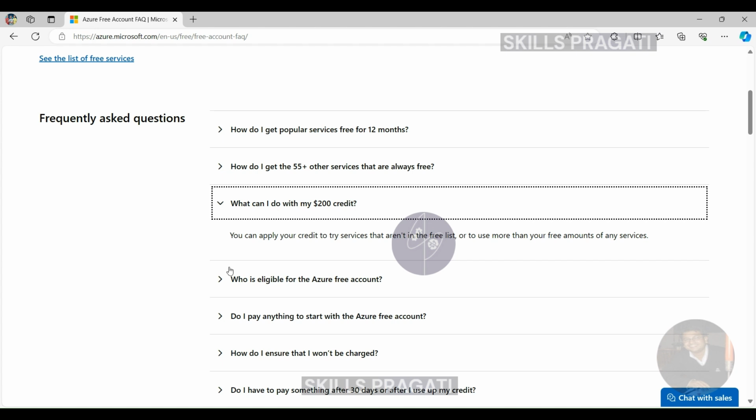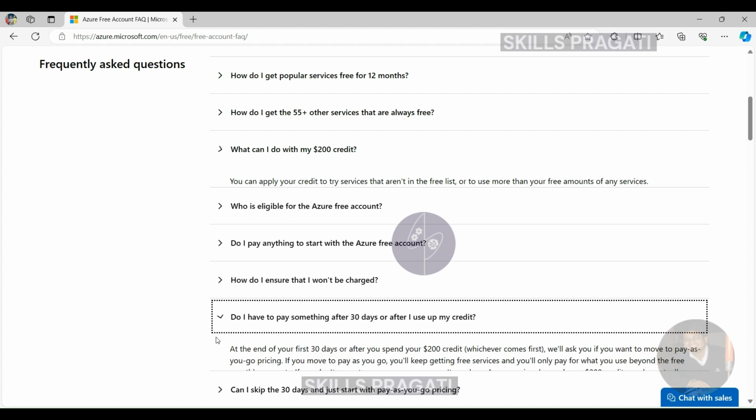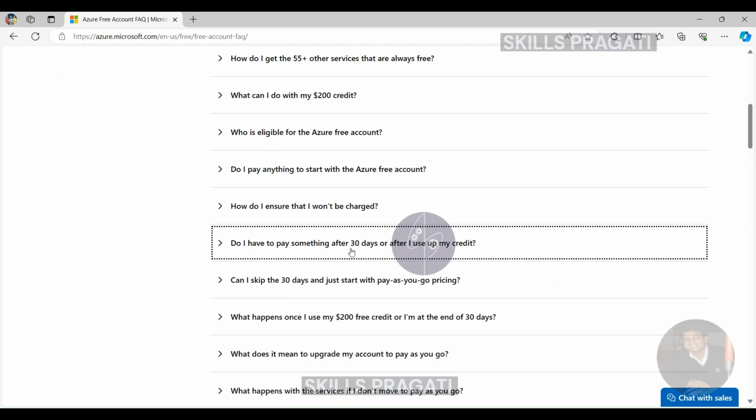So, who can make this free account? Anyone new to Azure can make one, but they mustn't have had a free account before. You're only allowed to have one free account, and you get $200 credit with it. But the $200 credit is only valid for the first 30 days. If you spend all your $200 before 30 days, they'll ask you to switch to a paying account.